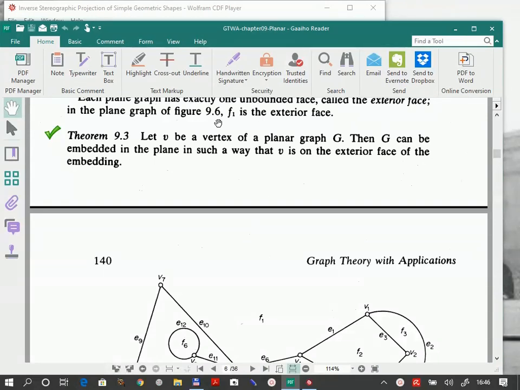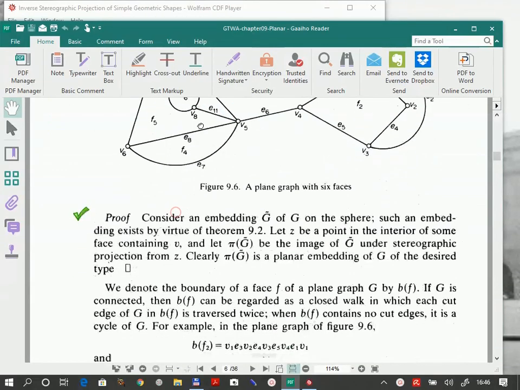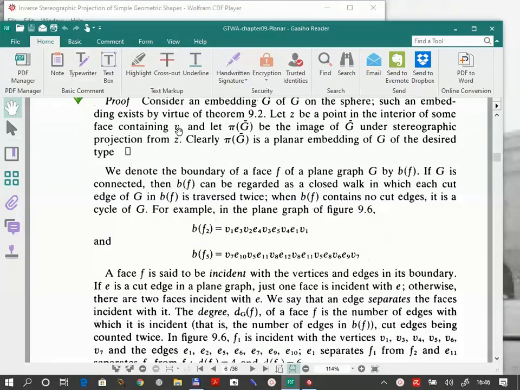Okay, and then if you project again, now your exterior region will be this one, and the vertex A will be in the exterior region. Okay.